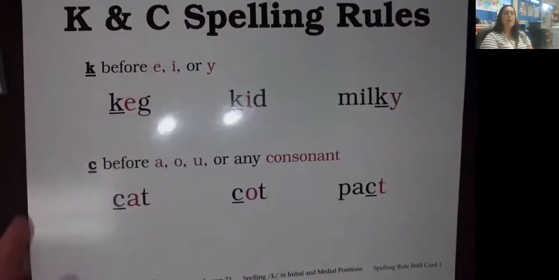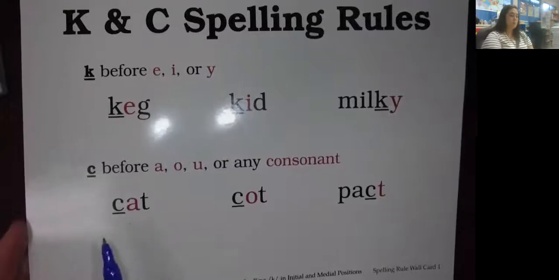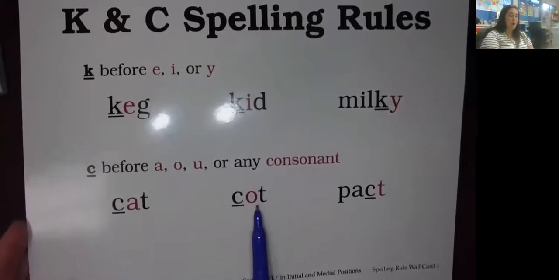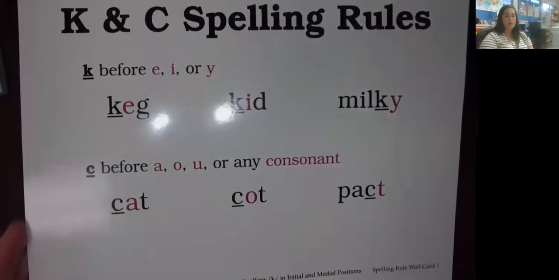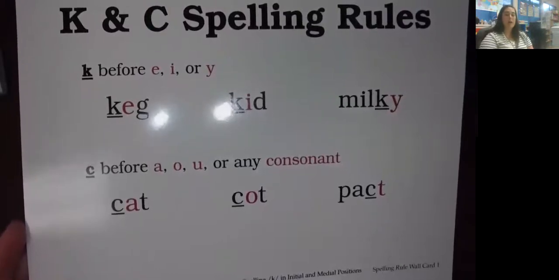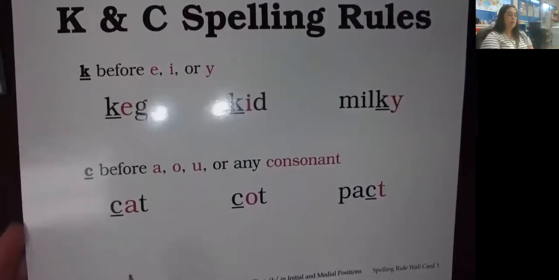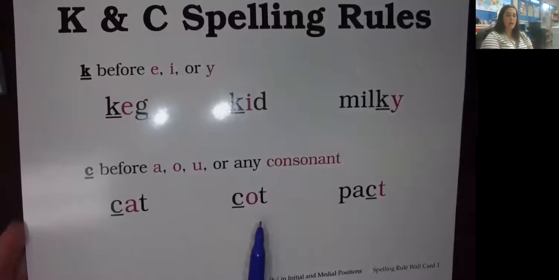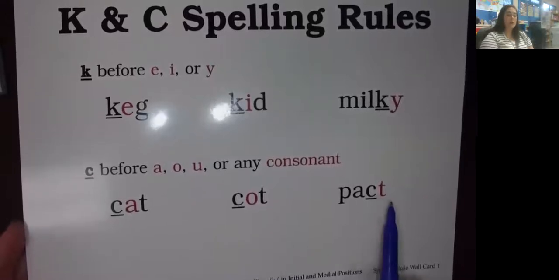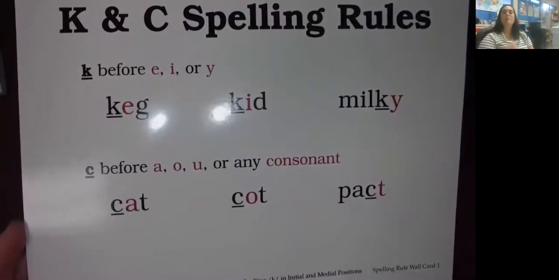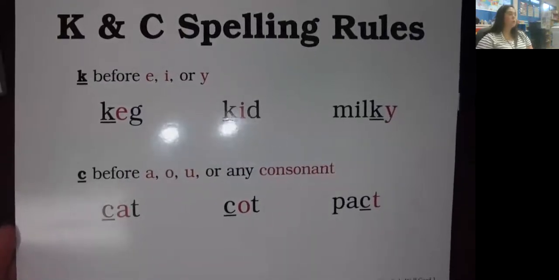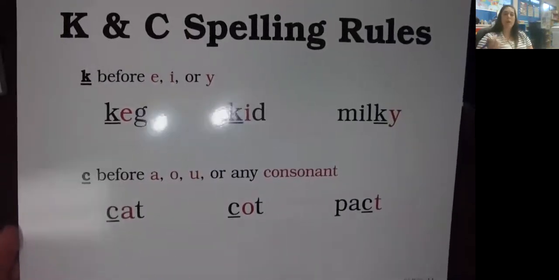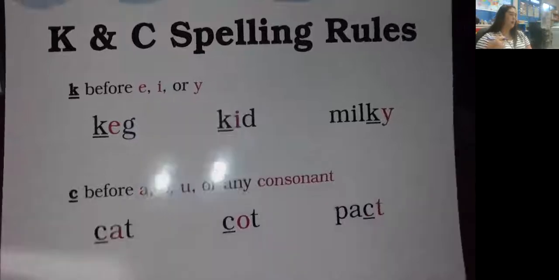Okay, so if you hear that K sound before E, I, or Y, you're going to spell it with a K. If you hear the K sound before the letter A, O, U, or any consonant, it's going to be a C. Okay, so if you hear that K, and then you hear an A, an O, a U, or any consonant, it's going to be C. Okay, so this will be hung up in our room when you are back at school so that you can look at it when you're trying to spell something with the K sound.